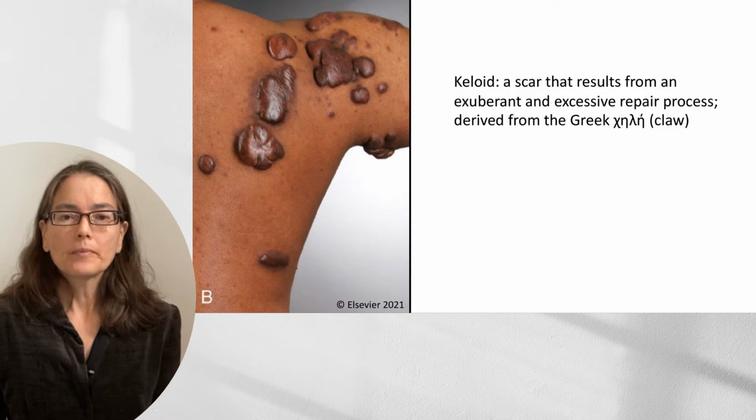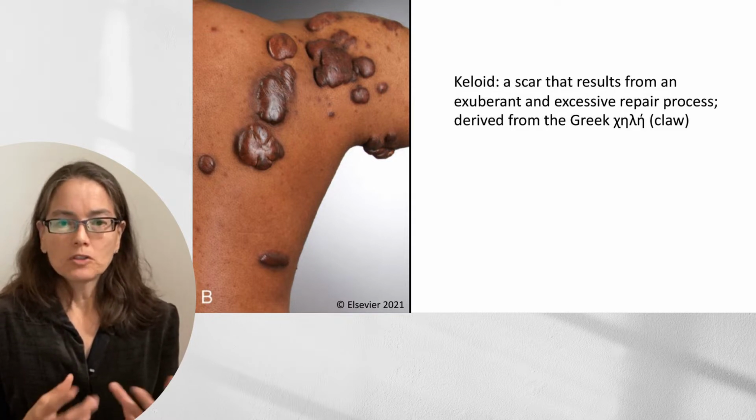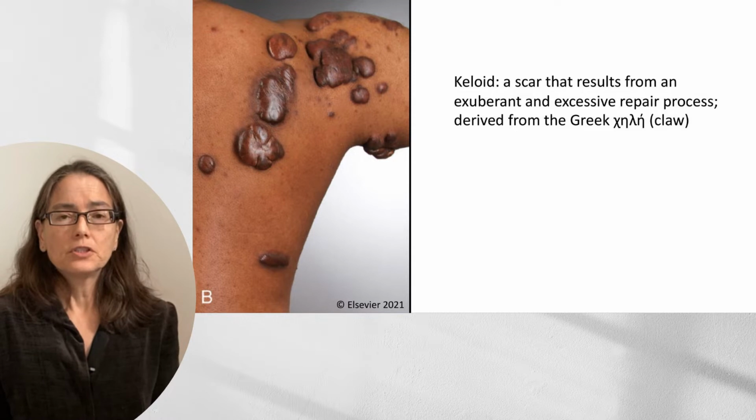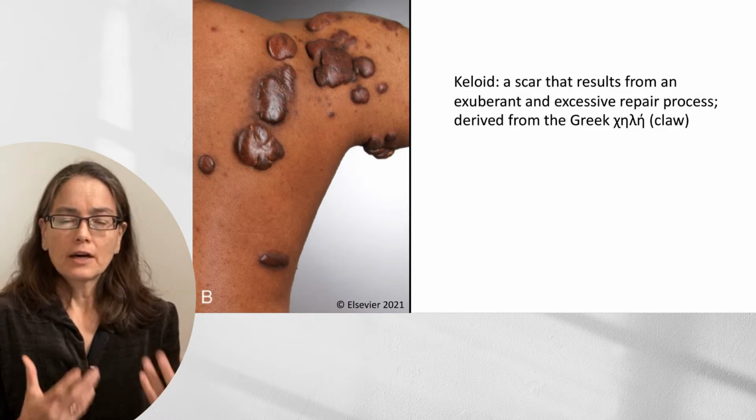Here's an example. This is an individual who was in an industrial accident with multiple small projectiles, and each wound became this protuberant mass. It's composed primarily of collagen. Now these can be not only disfiguring, but they can also be painful if, for example, a bra strap or a belt crosses it.